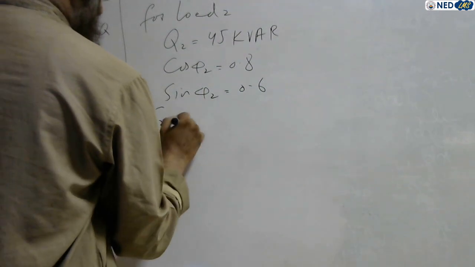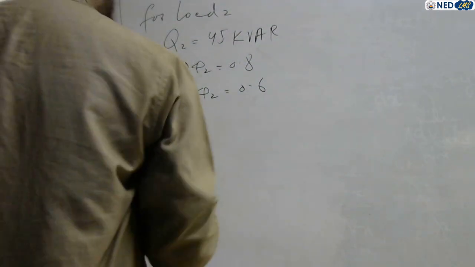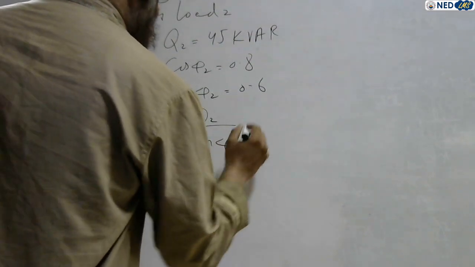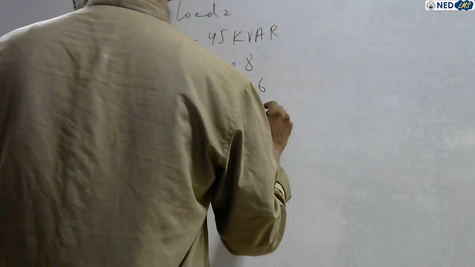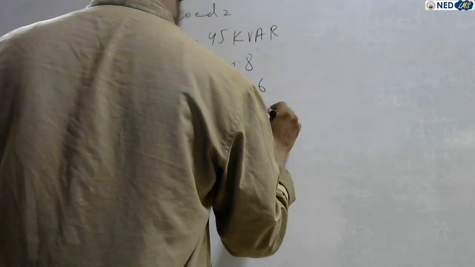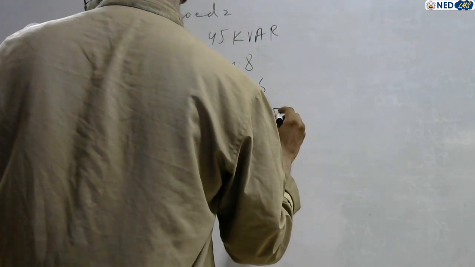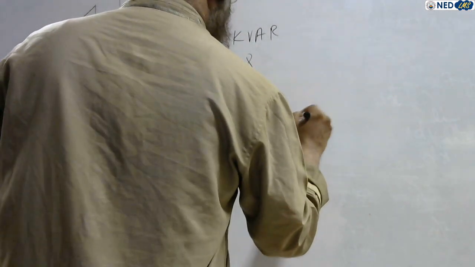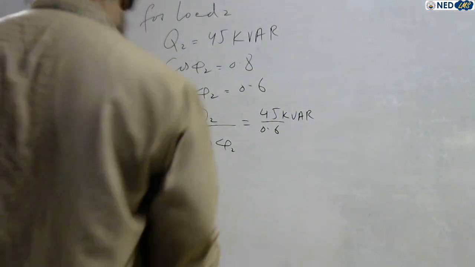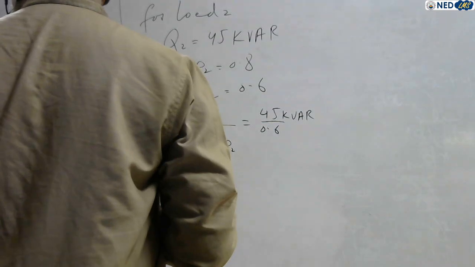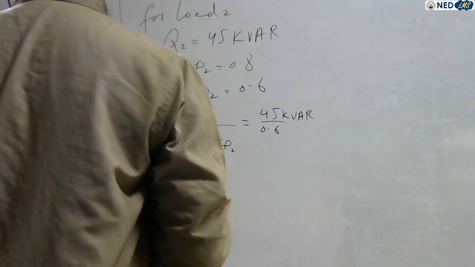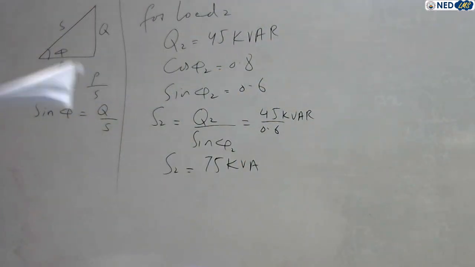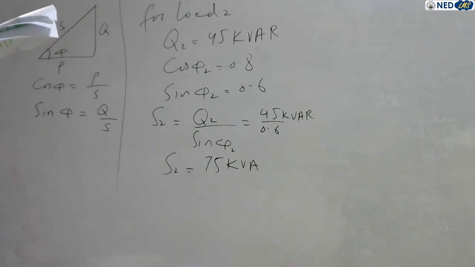Right? So the apparent power absorbed by load 2 is nothing but the ratio of reactive power over sine phi 2. So all quantities are given to us, right? 45 kVAR over 0.6. So S2, complex power by load 2, is 75 kVA, kilovolt amperes, complex power by load 2, right?